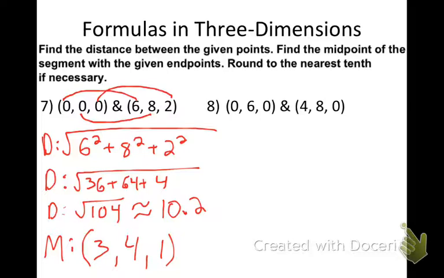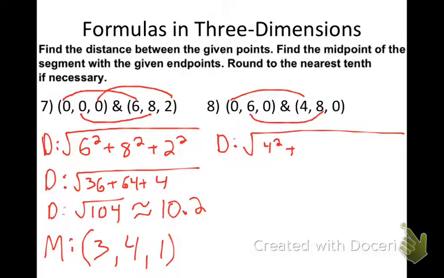Okay, now it's number 8. First thing I'm going to do is identify my distance here. So let's look at my x values. 4 to 0, what's my difference? 4, so it's 4 squared. Plus, now I do my y values. 6 to 8, what's the difference?